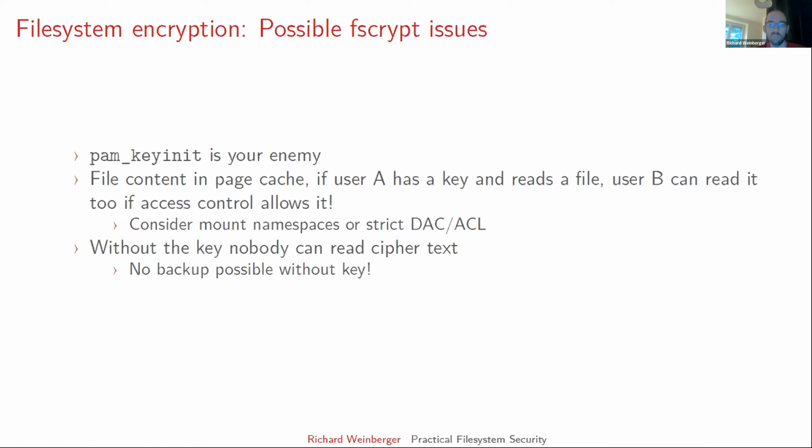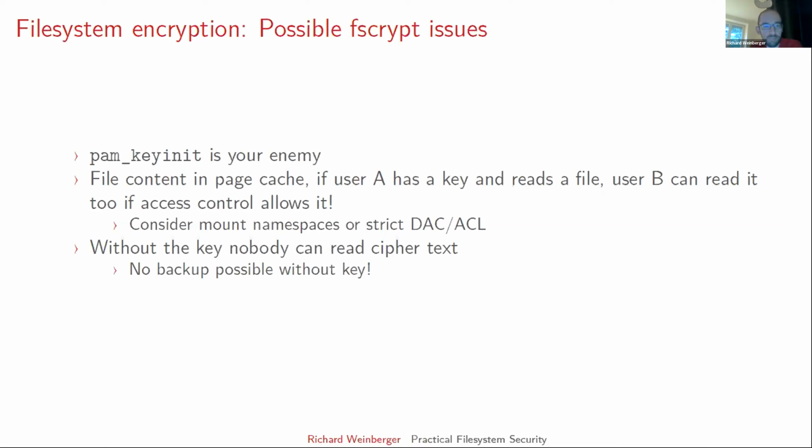And the only way to get rid of this problem is to have proper access control using discretionary access controls or access control lists, or for example, you have a mount namespace. That means when you have an encryption policy for your home directory, then make sure that upon login you create a new mount namespace, and then that the whole new mount is not even visible to other users.